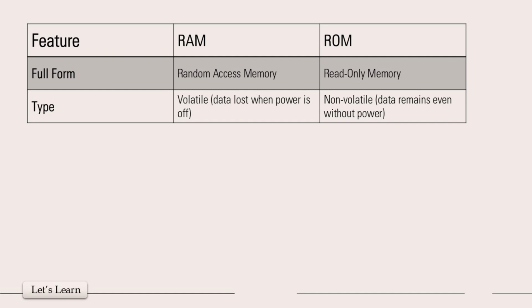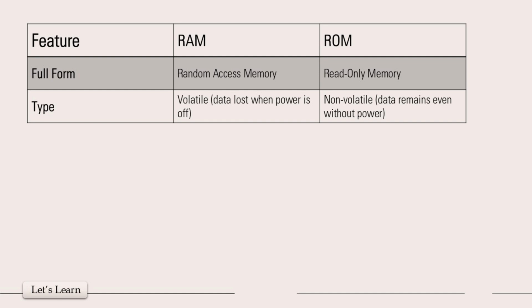RAM, Random Access Memory, is a volatile memory, which means it only stores data temporarily. The moment you turn off your computer, all the data stored in RAM is erased. It is designed for quick and temporary data access. On the other hand, ROM, Read-Only Memory, is a non-volatile memory, meaning it retains data even after the power is turned off. ROM is used for storing essential system instructions that should not be lost.